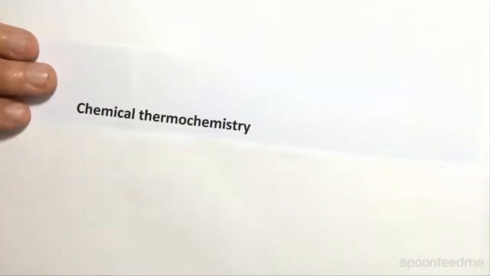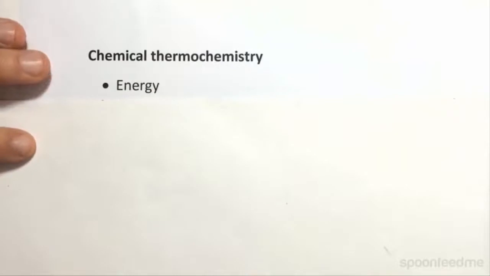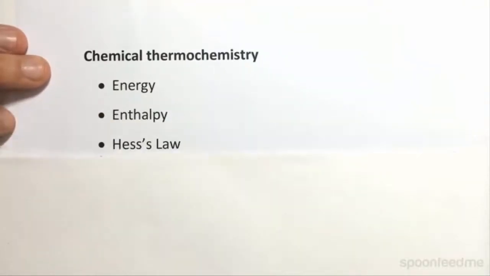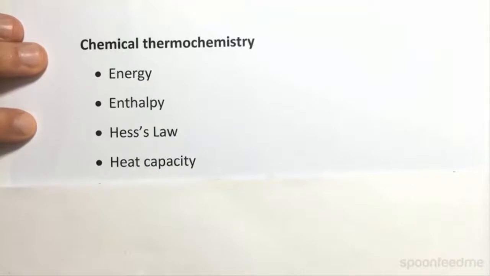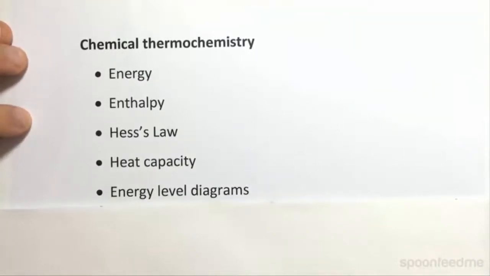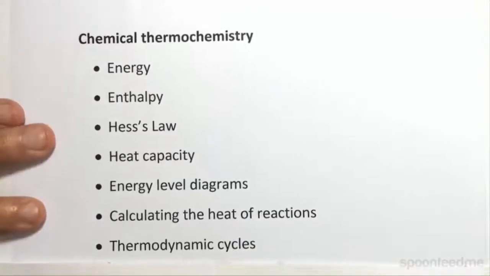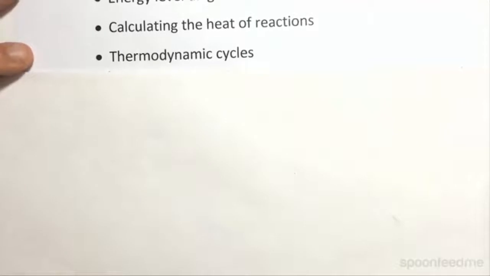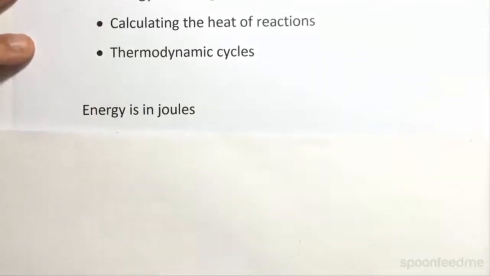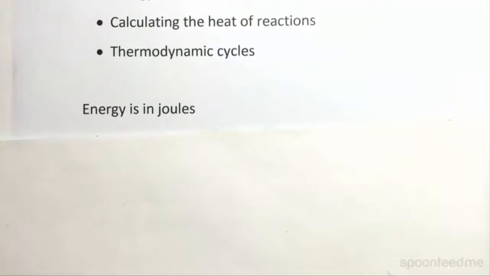When we talk about thermochemistry chemically, we talk about energy, we talk about enthalpy, we talk about Hess's law, about heat capacity, and energy level diagrams. We will also have to work through calculations in terms of calculating the heat of reactions and thermodynamic cycles. It's important to note that whenever we do any calculations and whenever we talk about energy at all, it's always going to be in terms of joules, because that's the unit we're going to use for energy.